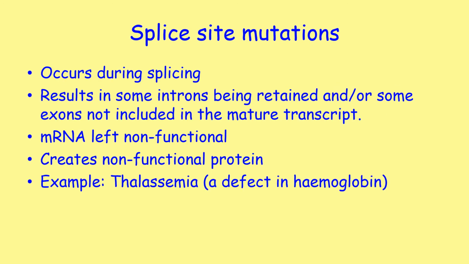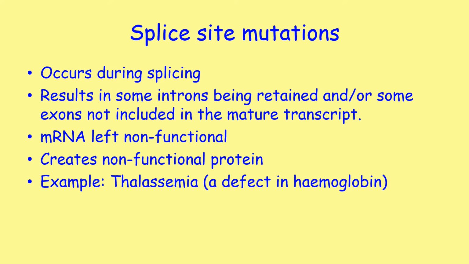Now, the last thing I want to talk about is splice site mutations. And as it is quite aptly named, splice site mutations occur during the splicing process. Now remember, splicing is something that takes part after transcription has occurred. So remember, our DNA will unwind and unzip. The RNA polymerase will unwind and unzip the DNA, and it will start building that primary transcript.